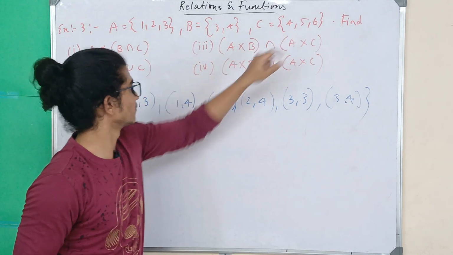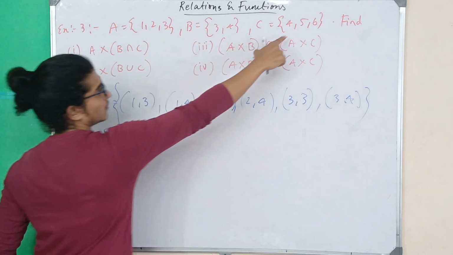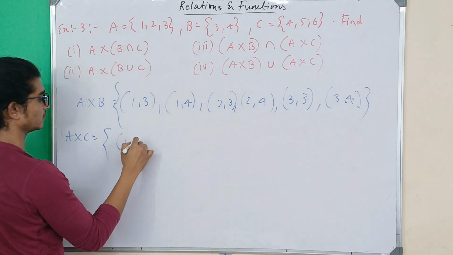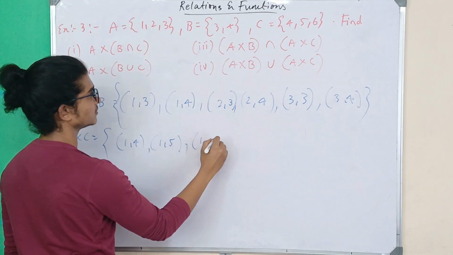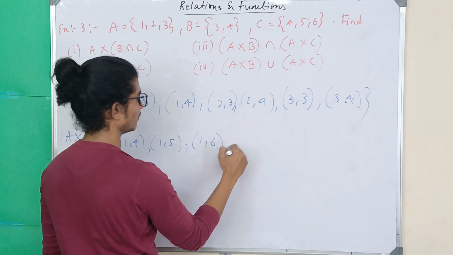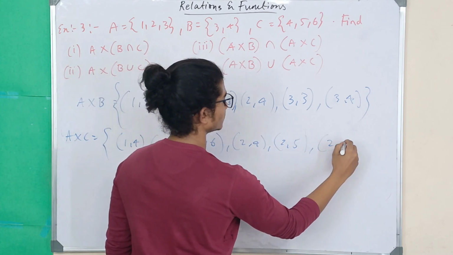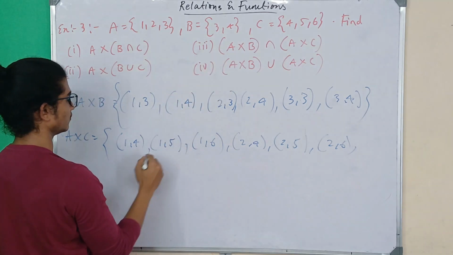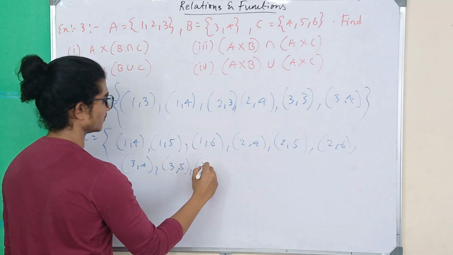And the next one is we have to do A cross C. So these two sets we have to cross them. So A cross C: (1,4), (1,5), (1,6), and then you have (2,4), (2,5), (2,6), and then you have (3,4), (3,5), and then (3,6).